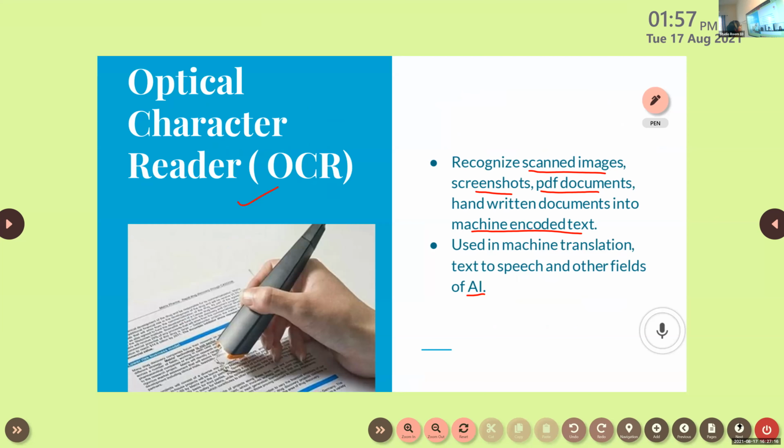Next is optical character reader. OCR stands for optical character reader. It recognizes images into machine encoded text. Okay.